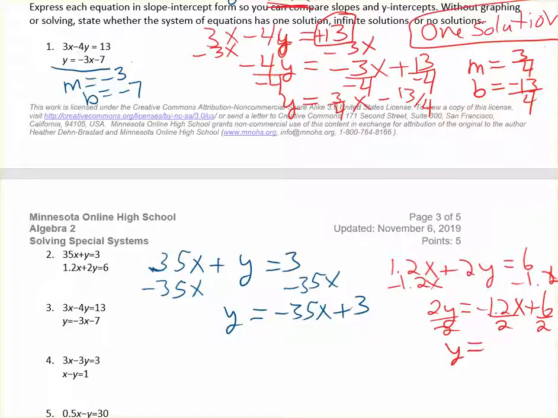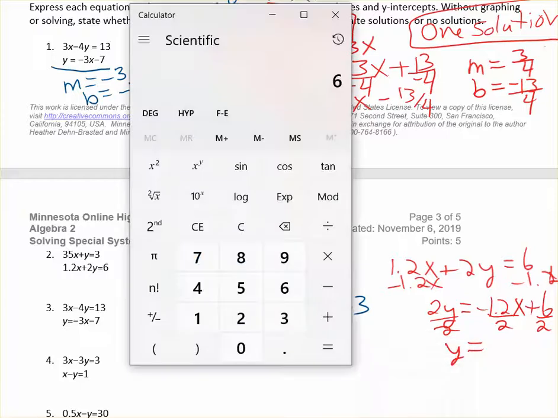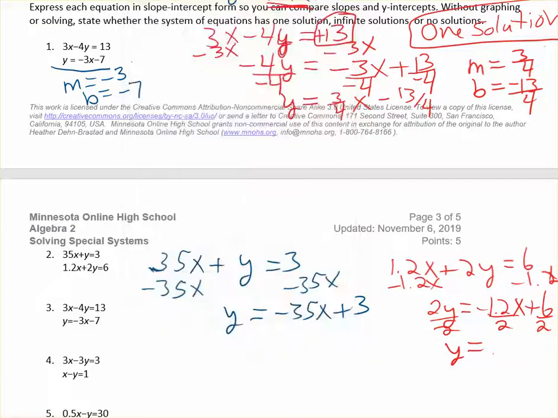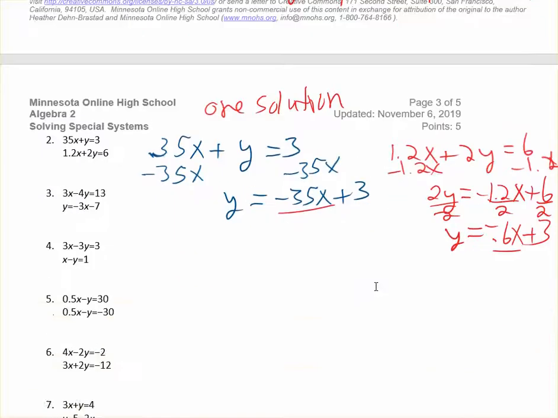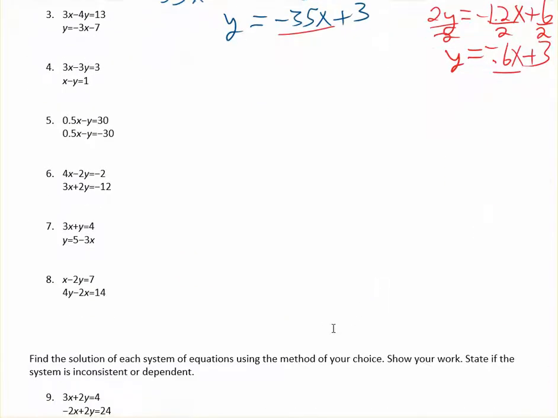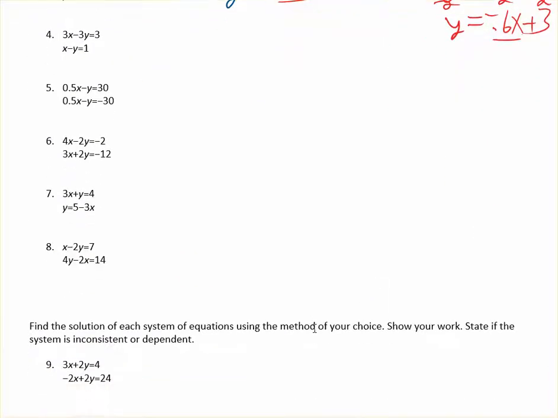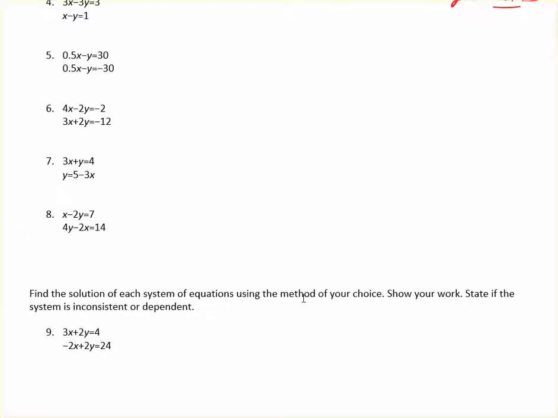So you can probably tell pretty quickly that we're not going to have the same slope, because this one is negative 0.6 and the other one is negative 35. Those are not the same. So again, there's going to be one solution. These are going to be a consistent independent system. I kind of hoped to show you one that would have something different. How about, well, I'll let you work on it some more.